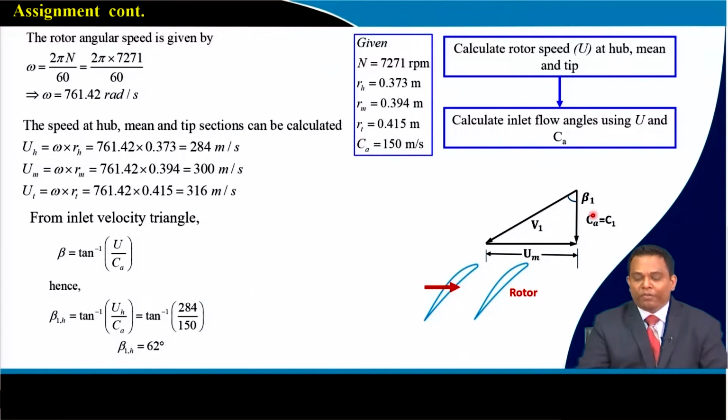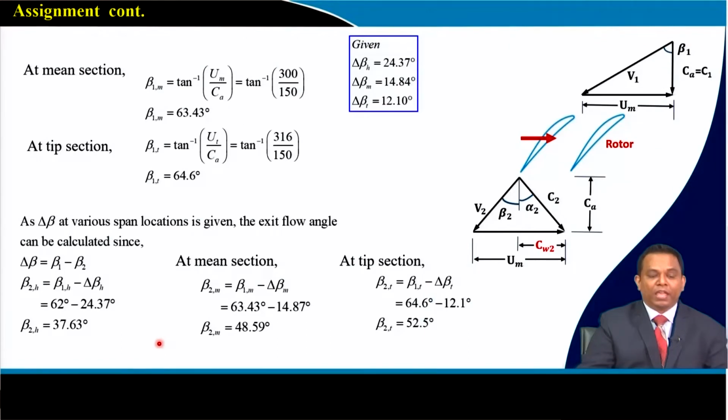Now based on our velocity triangle, we can calculate my angle beta 1. At the hub station you can calculate that as tan inverse of U_H by C_A. That gives me my beta 1 angle at the hub as 62 degree. In line with that, you can calculate your beta 1 angle at the mid section and that comes to 63.43 degree. At the tip station, you can calculate in the same way and that angle comes to 64.6 degree.